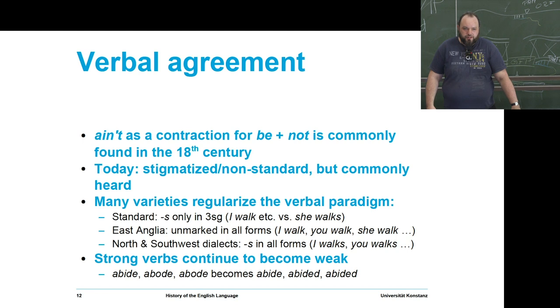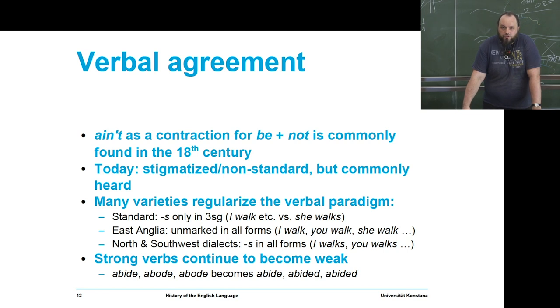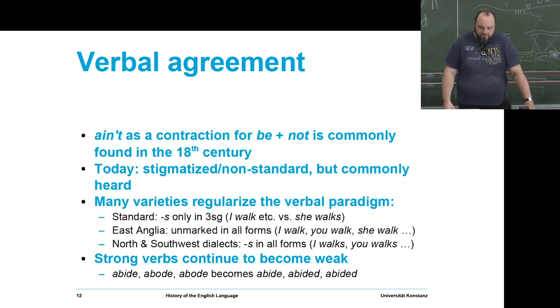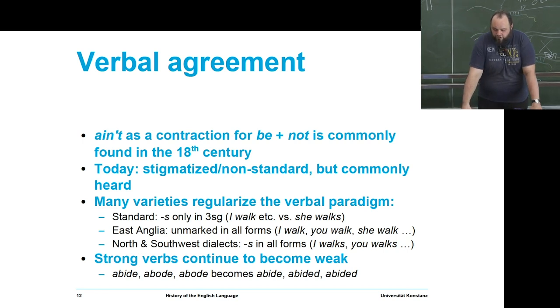Many varieties do something else with their verbal paradigm, which is that they regularize it. So in the standards, if you think about the modern standard verb paradigm, you would have I walk, you walk, they walk, we walk, you plural walk, but he, she, it walks with an s on the end. And this only in the third person singular is a pretty crummy verbal paradigm. And so many varieties do something different with it, which is that they regularize. East Anglia just gets rid of the S. So in East Anglia, you see the S just disappearing entirely. So you get she walk, he walk, it walk.